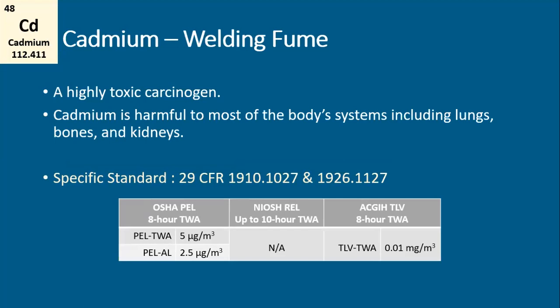Cadmium also has a specific OSHA regulatory standard. If an employee is exposed to cadmium, the requirements detailed in 1910.1027 for general industry and 1926.1127 for construction would need to be followed. Cadmium is commonly found during the manufacture of batteries, solar cells, electroplating, and silver soldering.